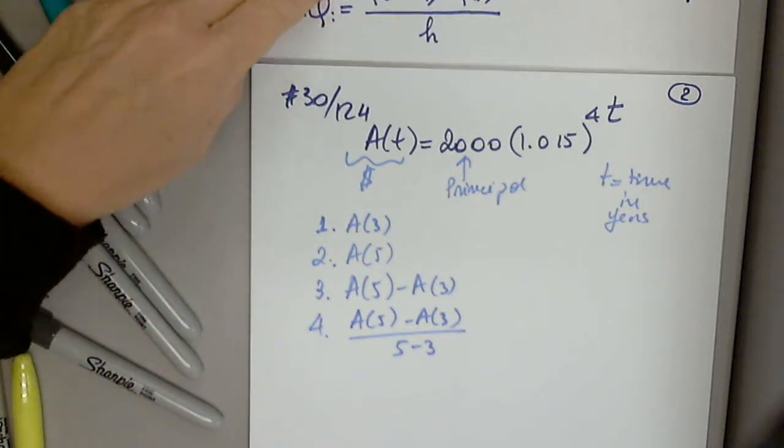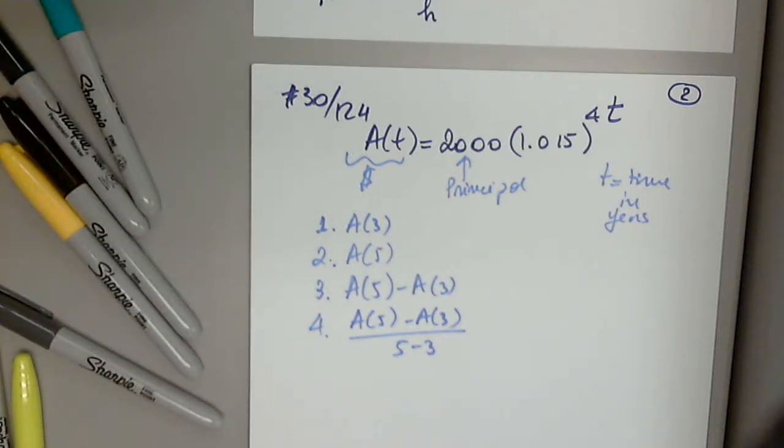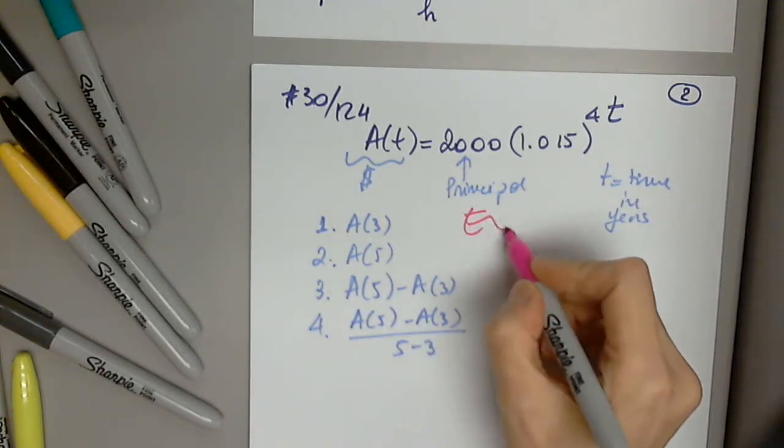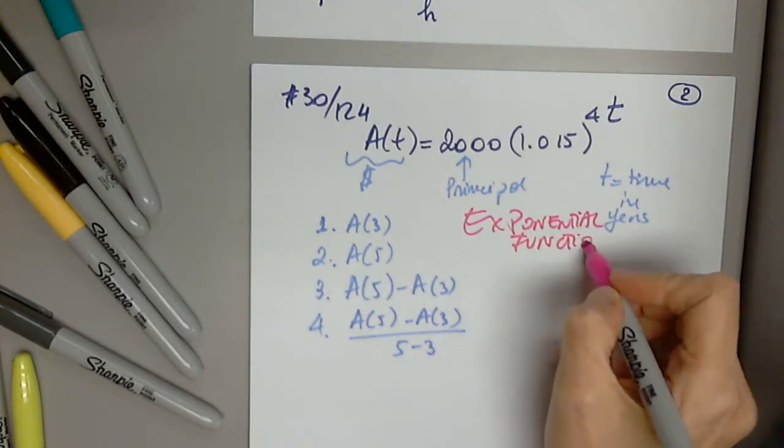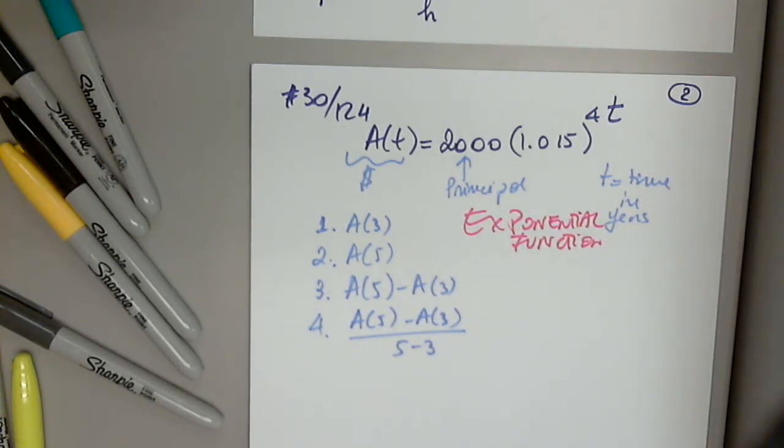Okay, very good. So what type of function is this? Can anyone refresh our memory? There is no x here or variable here, but I see the variable in the exponent. So what type of function is this? It's not linear, it's not quadratic, it's not rational, it's not radical. What could it be if the variable is the exponent? Exponential. Thank you. Exponential function. Very good.